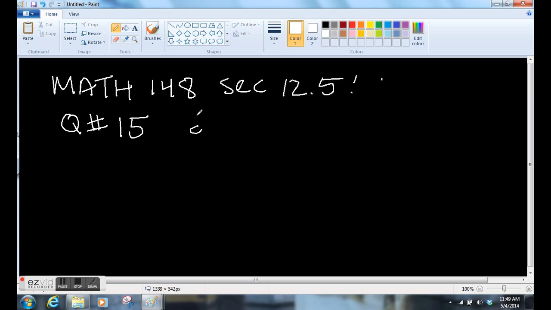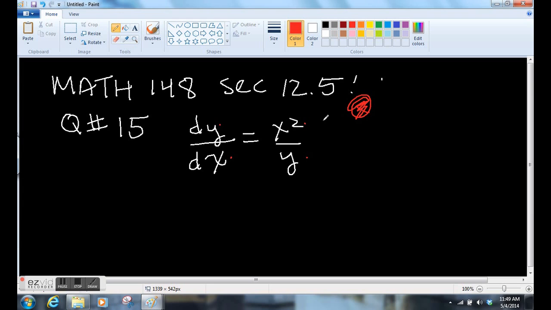We have the derivative of y divided by the derivative of x is equal to x squared over y. So the problem is we have x's and y's on different sides. Do you see that? We have dx down here, x squared up here, dy up here, and y down here. This is no good. So the first thing you want to do is get x's and y's all on the same side, the variables and the derivatives.